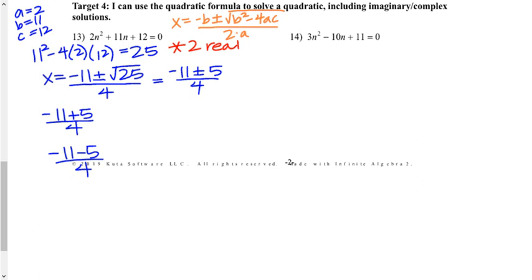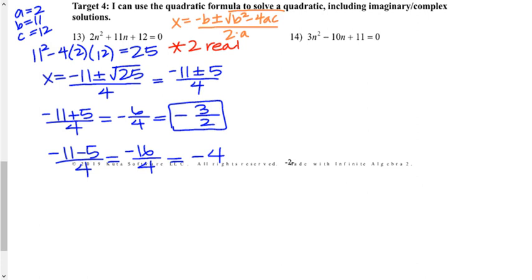Negative 11 plus 5 gives me negative 6. So negative 6 over 4 reduces to negative 3 over 2. And then negative 11 minus 5 is negative 16 over 4, which reduces to negative 4. So here's my 2 answers. Negative 3 over 2 and then negative 4. And I did actually get 2 real solutions, which is what I was trying to get in the beginning. So check.